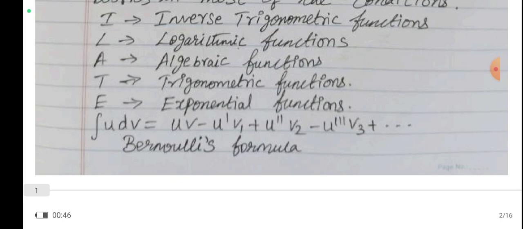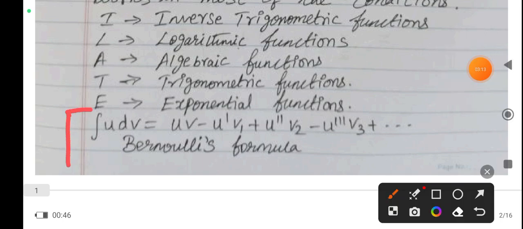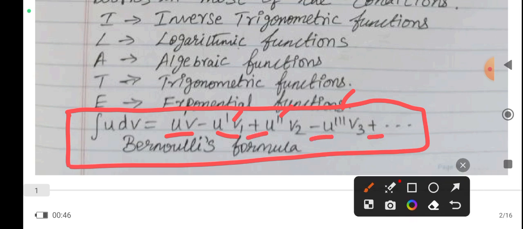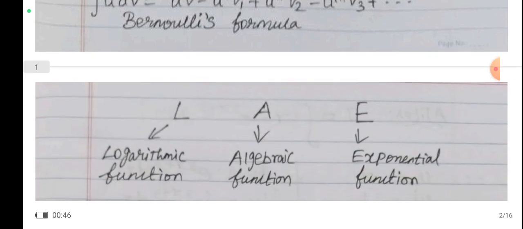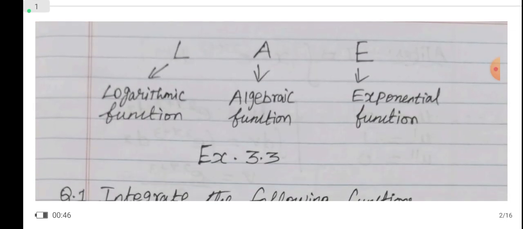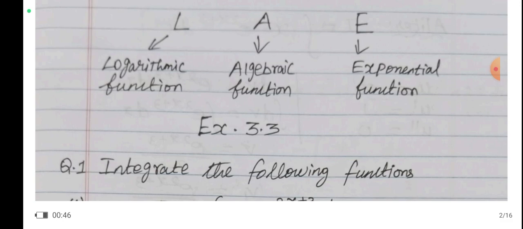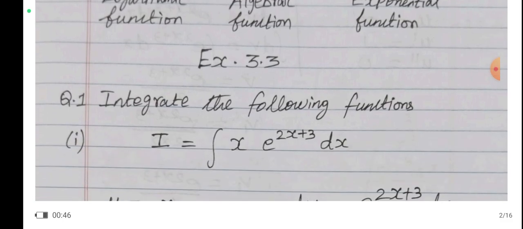So as we discussed already, integration by parts, we have another formula, that is Bernoulli's formula: integral u dv equals uv minus u' v1 plus u'' v2 minus u''' v3, like that plus, minus, plus, minus, plus, it goes on. We'll discuss it, children. As we already said, LAE only we are explaining here: logarithmic function, algebraic function, exponential function.